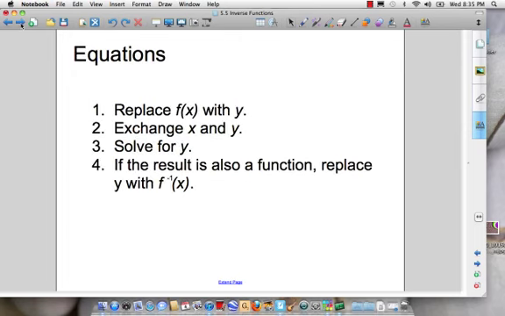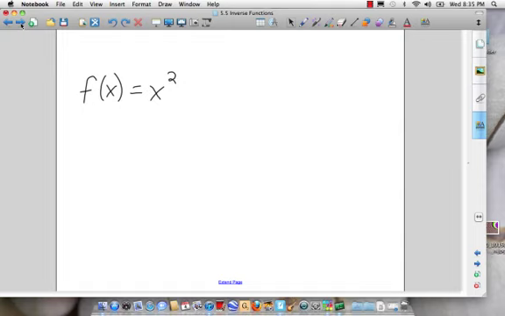All right. So we looked at tables, we looked at graphs, now we're going to look at equations. Here are 4 steps you can use to find the inverse of a function if you're given its equation. So at this point, just go ahead and pause the video and copy those steps down. And then resume the video and I'll show you how to do those 4 steps. Okay, here's an example. And in fact, this is the very function that we were graphing on the previous screen.